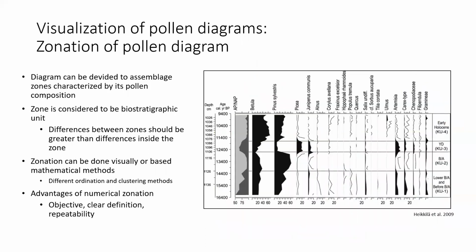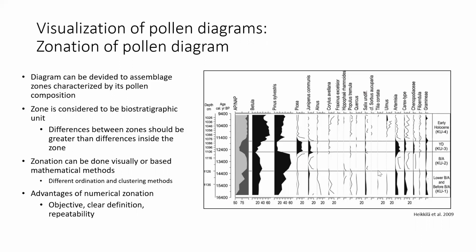Then pollen diagrams can be visualized by dividing them into different zones based on the composition of different samples. This can be done visually or numerically, and this is quite a good example showing quite clear changes in the pollen diagram. So basically you can see here that in this part there's a similar pollen composition, and then there's a change where you can see, for example, a big increase in the proportion of pine and then a decrease here in Artemisia or in Cyperaceae.